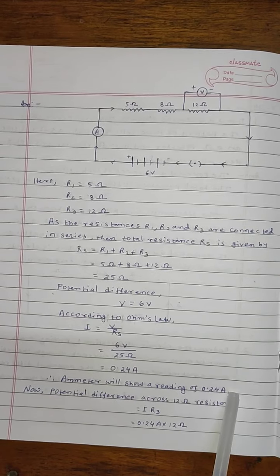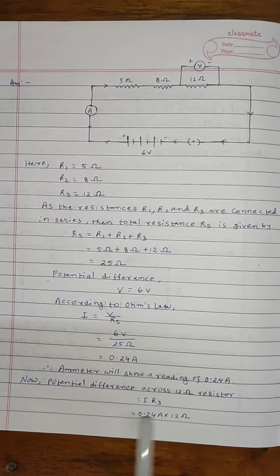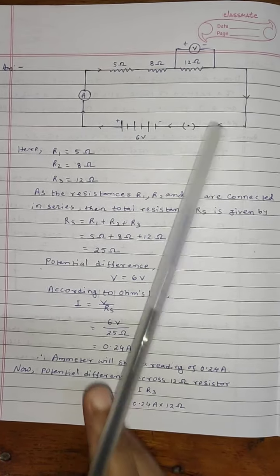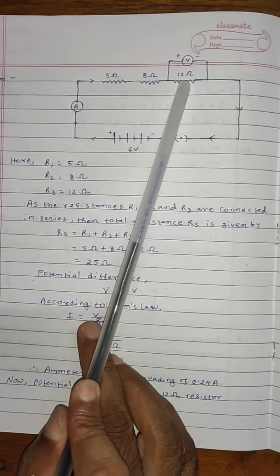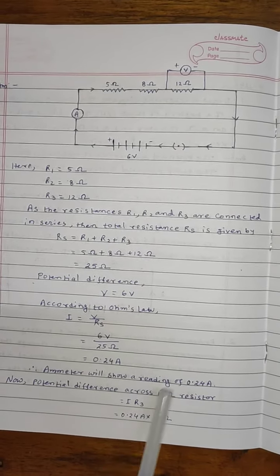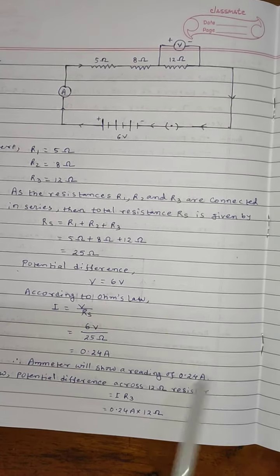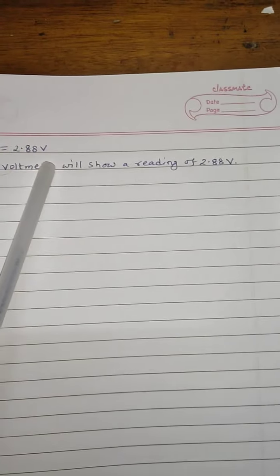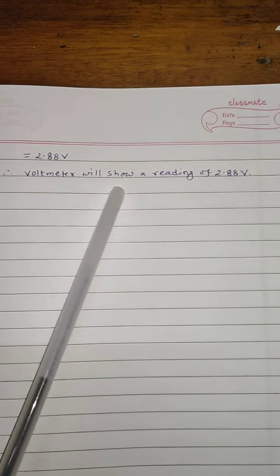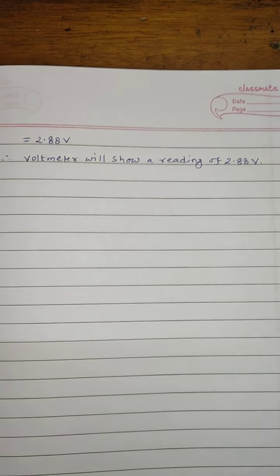First answer over. Now they are telling us to calculate the potential difference across the 12 ohm resistor, that is I into R3. R3, because they are telling us to calculate the potential difference only for the 12 ohm resistor, that is the voltage for this portion only. That's why the formula will be I R3. I is 0.24 ampere into 12 ohm. After multiplication, it comes to 2.88 volt. Therefore, the voltmeter will show a reading of 2.88 volt. With this, I'll conclude today.